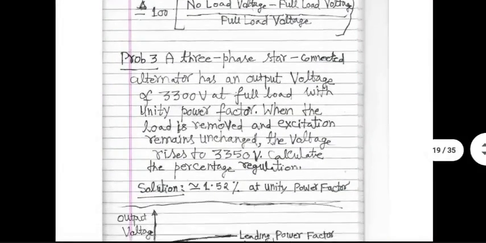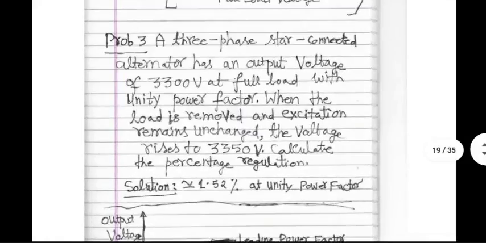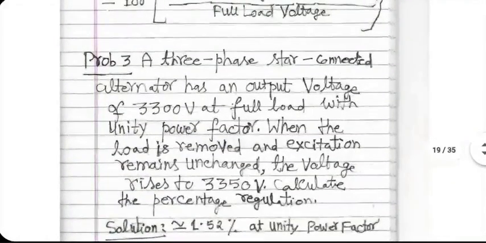This problem probably is very easy to do as far as calculations are concerned. But appreciate the physical significance of the result. A three-phase star-connected alternator has an output voltage of 3300 volt at full load with unity power factor.